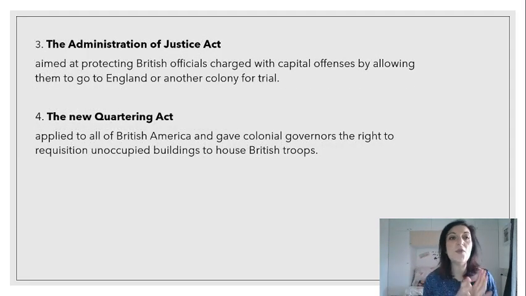Let's go to the third and the fourth of the intolerable acts, which I want to remind you were all issued in 1774.